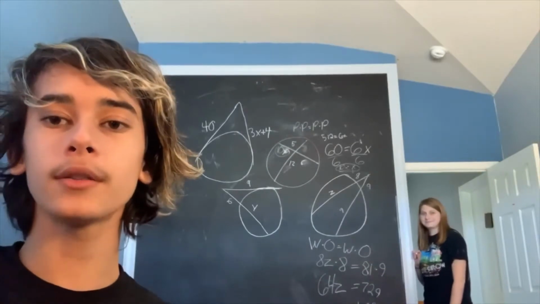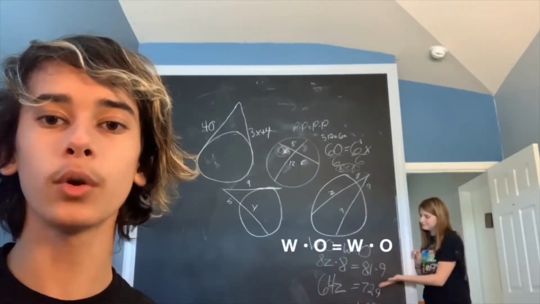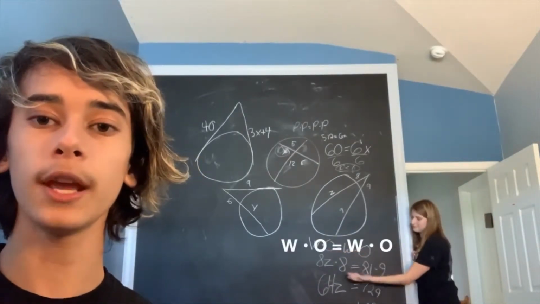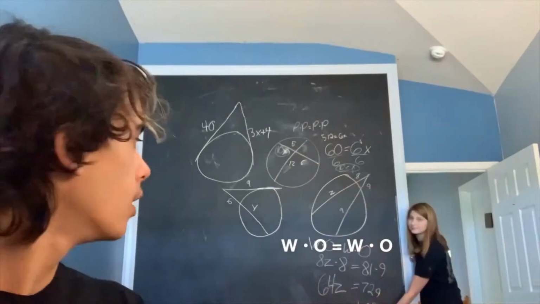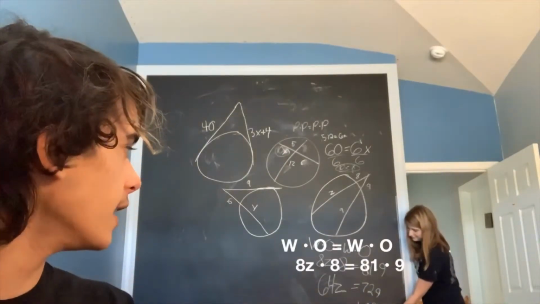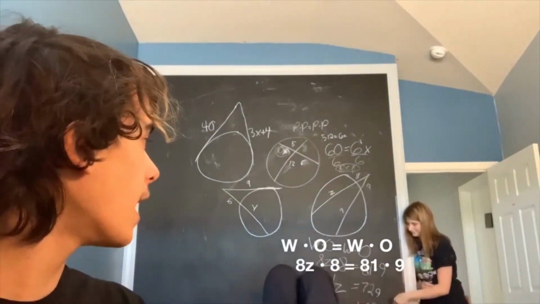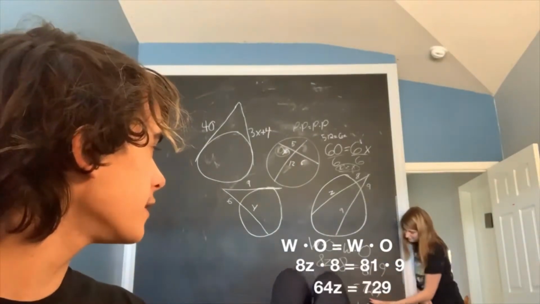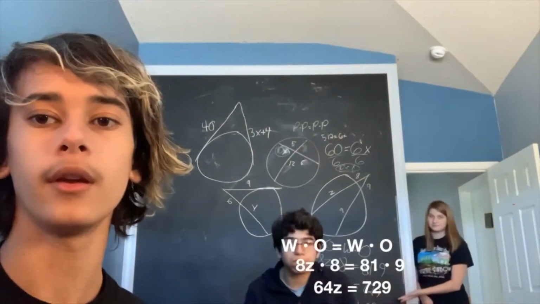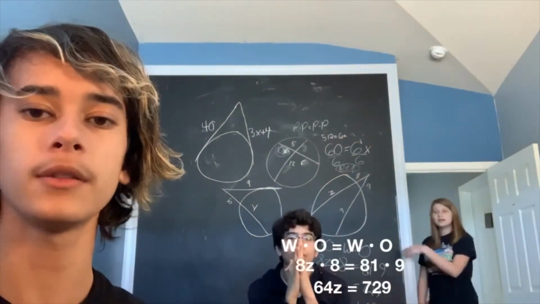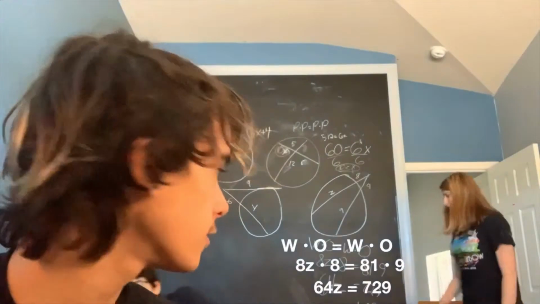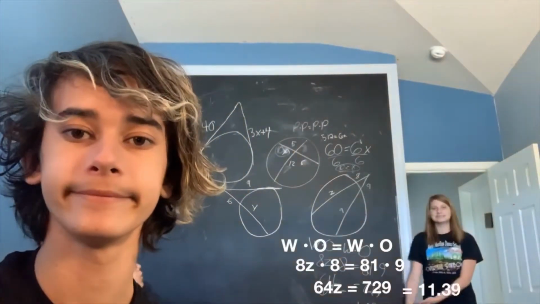So when doing secant secant, you do whole times out equals whole times out. And what you should get for this example problem is 8z times 8 equals 81 times 9. And then when doing the math, you should get 64z equals 729. And when dividing 729 by 64, you should get the answer 11.39.